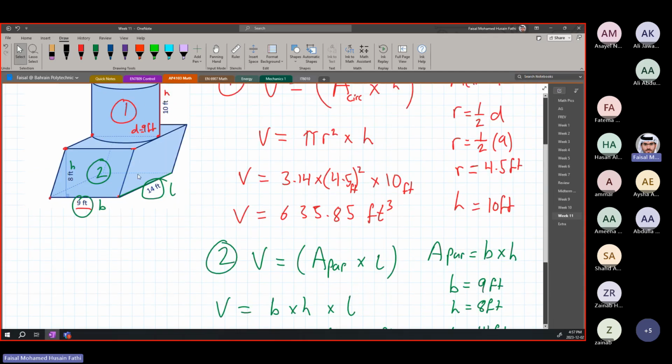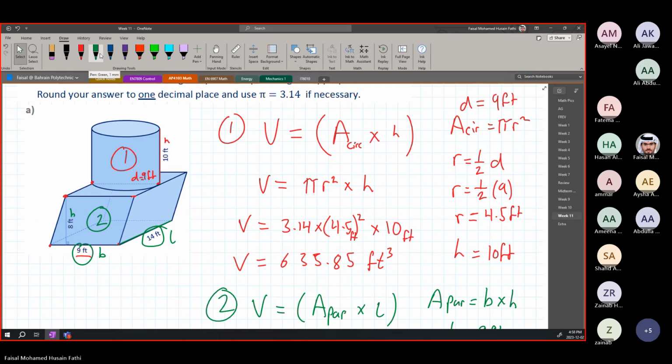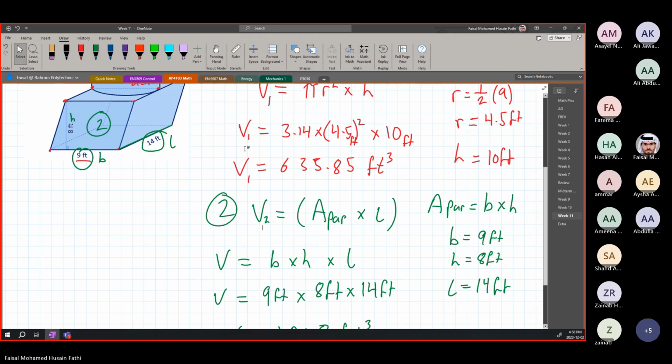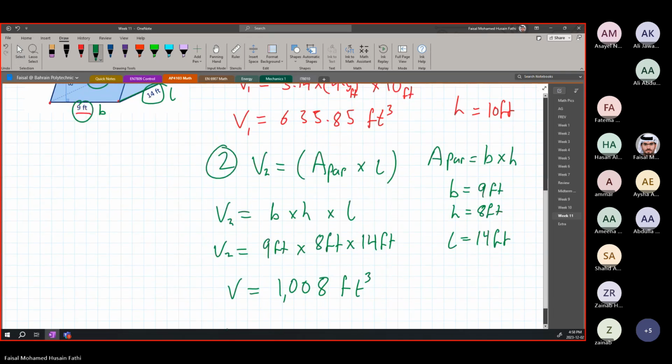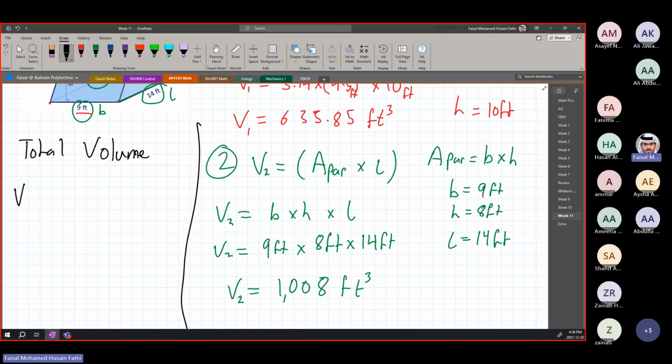Now, done. We found the volume of this, found the volume of that. Now you guys tell me, what should we do? We found V1 and V2. So this is V1 and this is V2. What do we do? Very simply, we just add them. Total volume, V total, let's call it VT, is equal to simply V1 plus V2, and that's it.